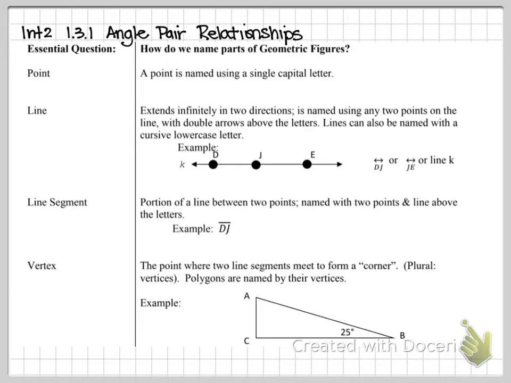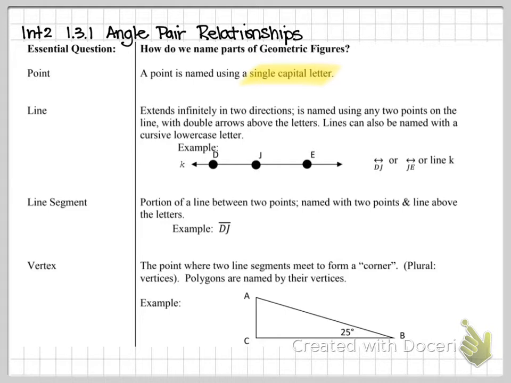So we know that a point is technically one-dimensional, which I know is kind of strange because we write in a two-dimensional space or a three-dimensional space. But really it's more of how we label it. And so we label them with a single capital letter. So that's something to keep in mind.